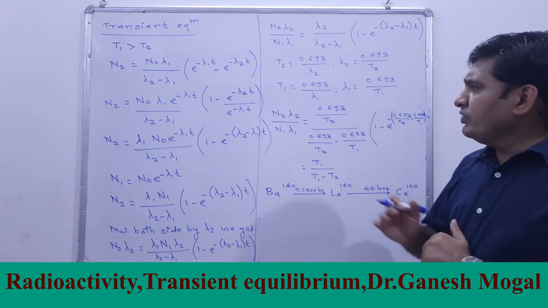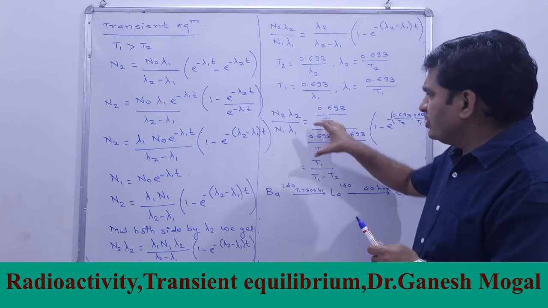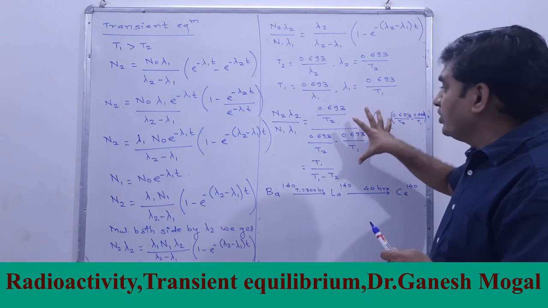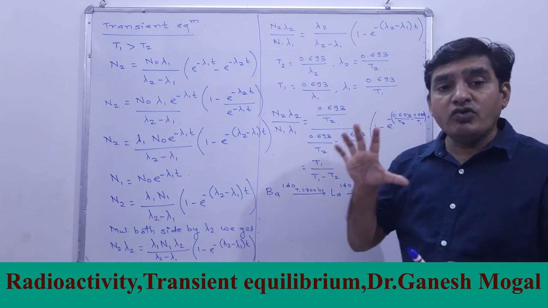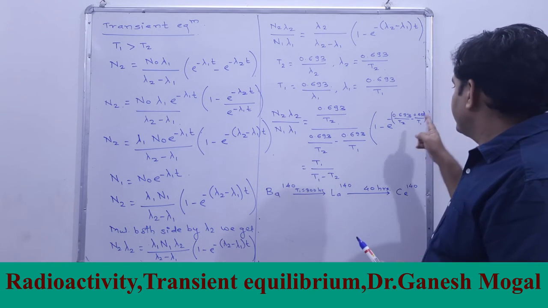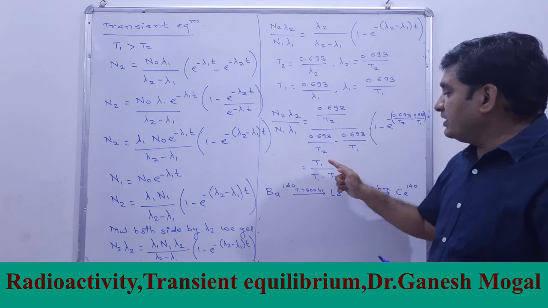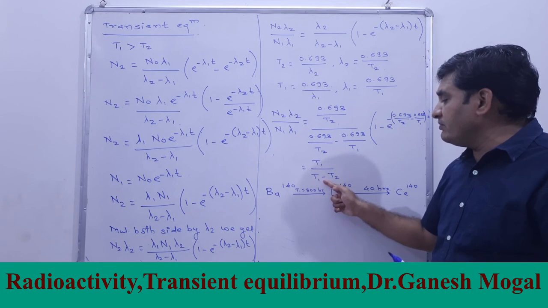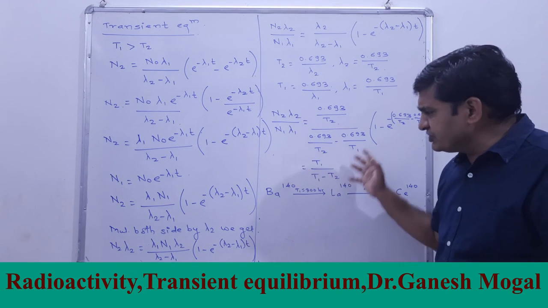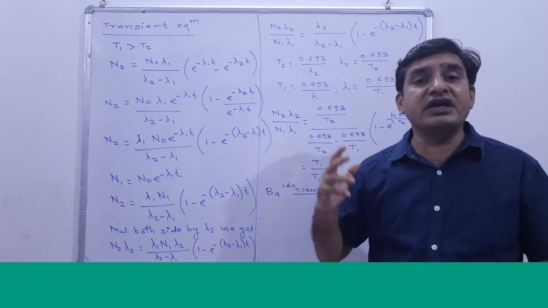Now we have to find this ratio. This equation is good only when time t is very large and this ratio, T1 upon T1 minus T2, is greater than 1.